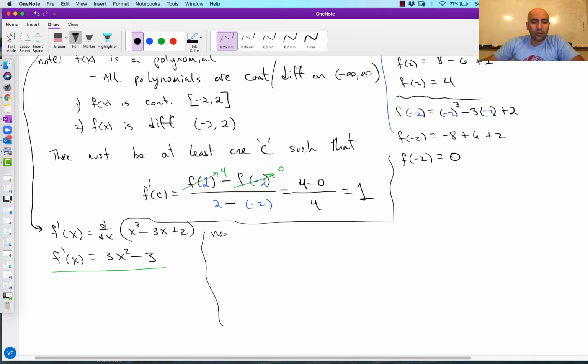Okay, so now we want to find all c values such that f prime of c equals 1. So f prime of c means we just evaluate this at c. F prime of c is equal to 3c squared minus 3. And we're going to set that equal to 1 and solve. So we add 3 to both sides. We get 3c squared equals 4.